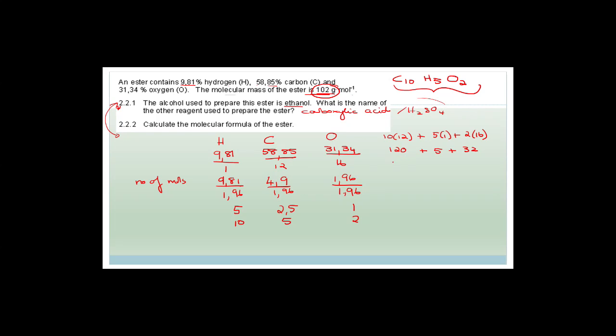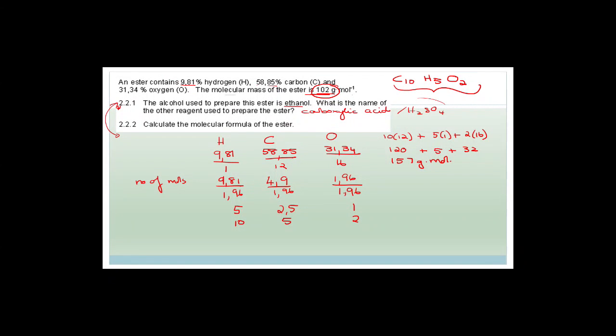Okay, so what does that become? That's 157 grams per mole. Let me just check that I've done this correctly. It says 9.81, 58.85, and 31.34. I divided that by 1 for hydrogen, 12 for carbon, and 16 for oxygen. That becomes 9.81.